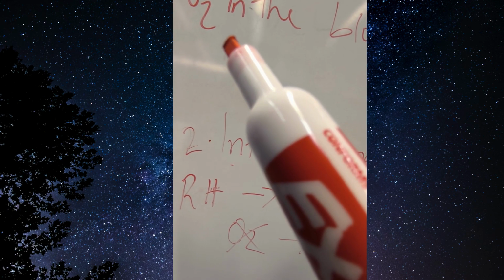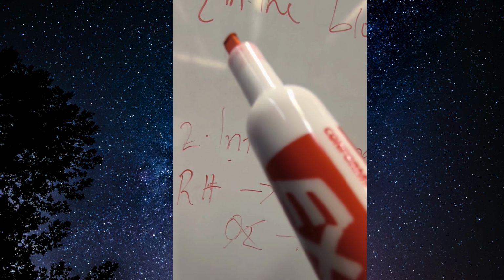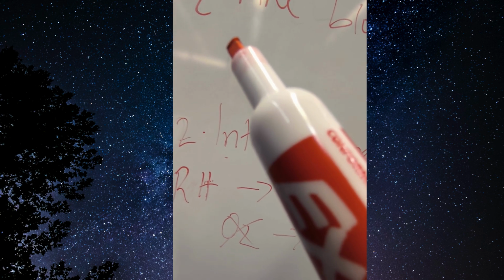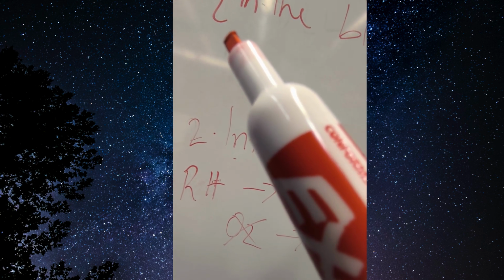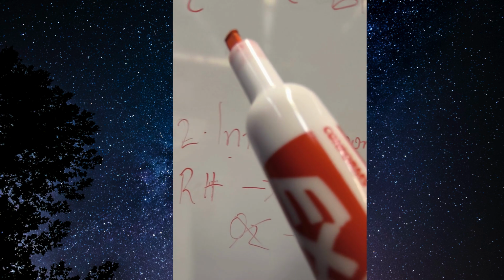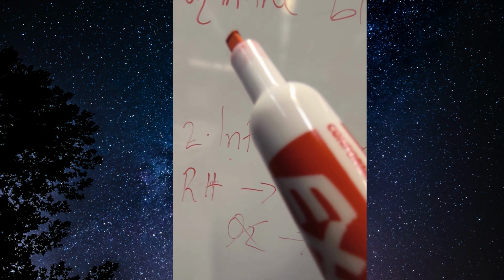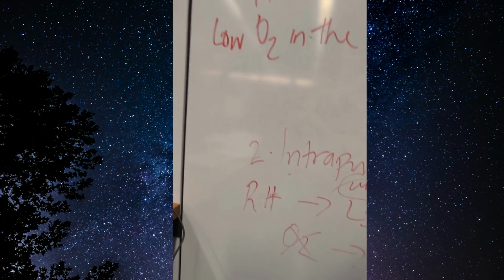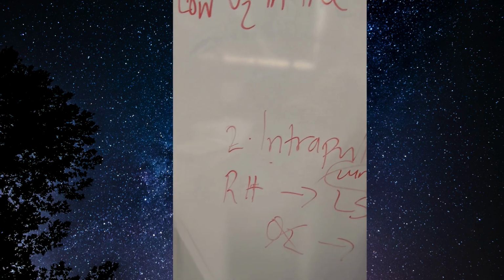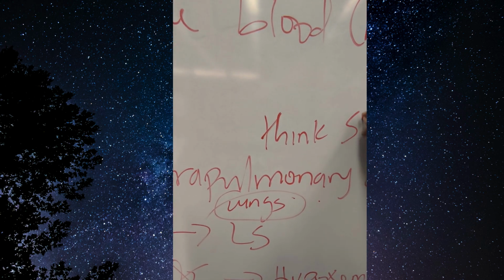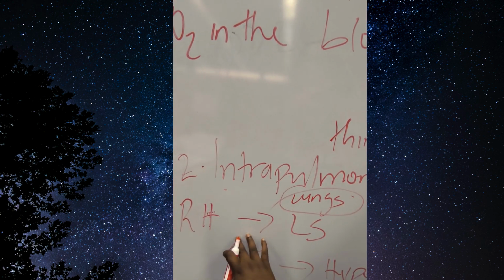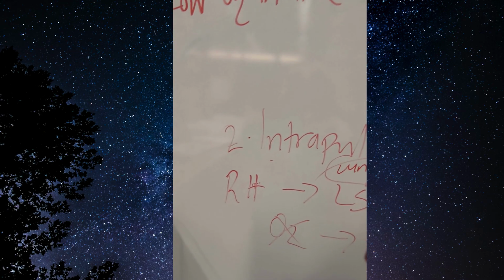Giving more O2 does not help shunting. Why? Because the blood never touches the oxygen. I don't know if you get this. So if you see a patient getting tons of oxygen, like the full 15 liters on a non-rebreather, but they're still hypoxic, think shunt. They have a right-to-left shunt.